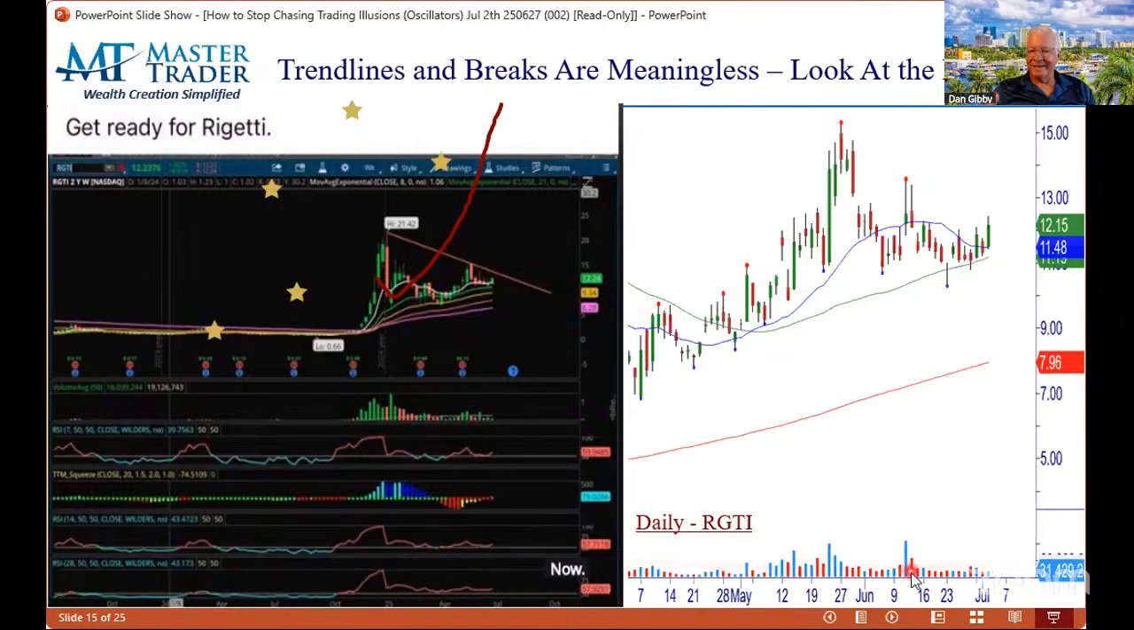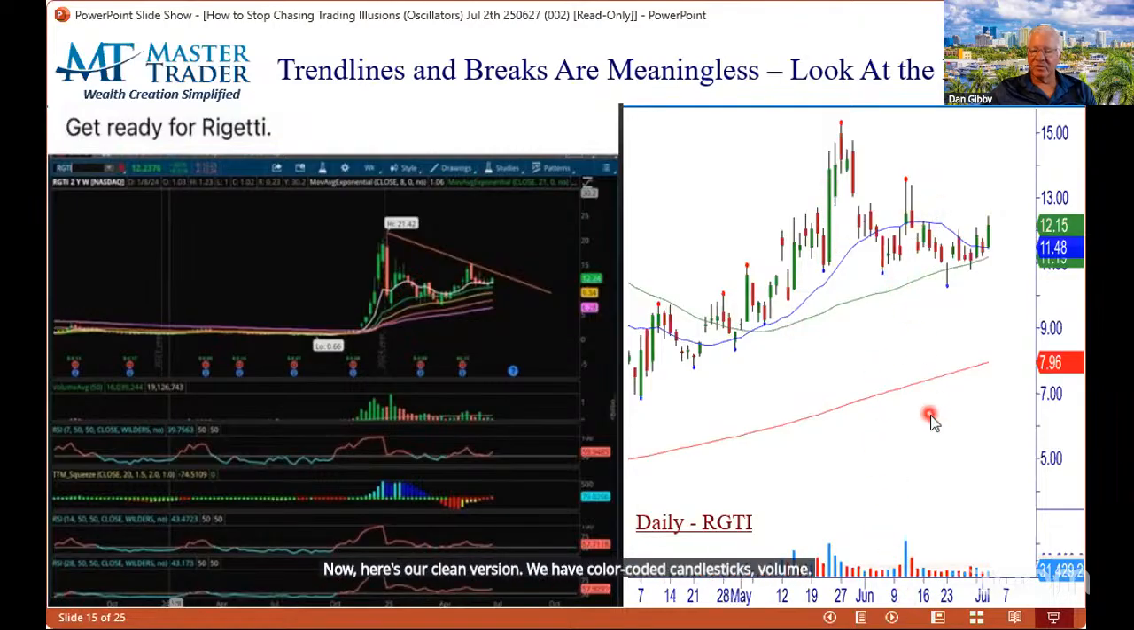Now here's our clean version. We have color-coded candlesticks, volume, and the 20, 50, 200. We'll talk about moving averages here in a moment. So this trend line, I'm just eyeballing it here, is meaningless to our analysis of this. This was a breakout. This is a deep retracement. This is a breakout that failed. Now it's consolidating at the rising 50. The 20 MA is flattening out, and we have an igniting breakout bar. So it is of interest to us. In fact, I sold some naked puts on it earlier today.